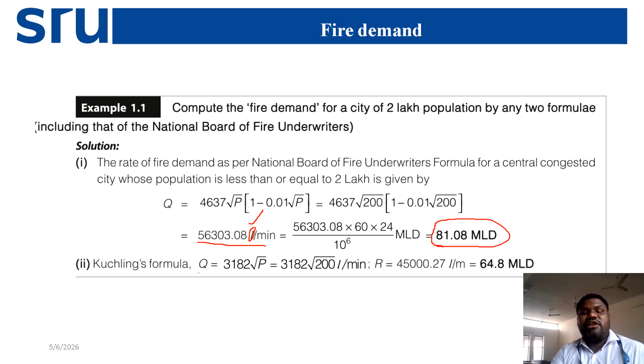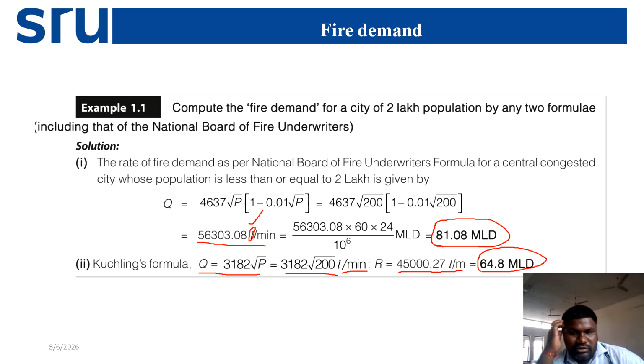Next, we are using Kuichling's formula. Here, the Q value will be 3182 square root P. So 3182 square root of 200. Why 200 was already explained: the population given in the question is 2 lakh. Whatever answer we get is in liters per minute. The final Q value will be 45,000.27 liters per minute. Here also we multiply with 60 and 24 and divide by 10 power 6, which gives 64.8 MLD.